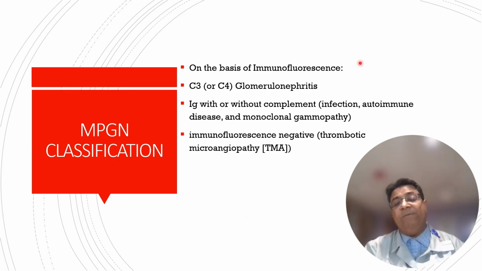So on the basis of immunofluorescence, to summarize everything, you can have C3 glomerulonephritis or dense deposit disease if you have complement staining on immunofluorescence, but not immunoglobulins. If you have immunoglobulin with or without complement, then you should consider infection, autoimmune disease, or monoclonal gammopathy. And if it's immunofluorescence negative, meaning it doesn't stain for either immunoglobulin or complement, then you should consider complement-mediated thrombotic microangiopathy.